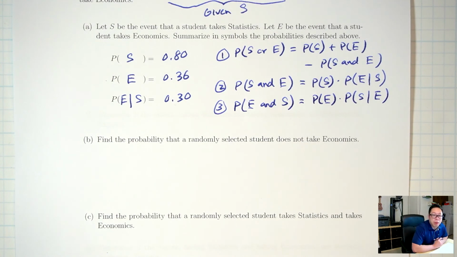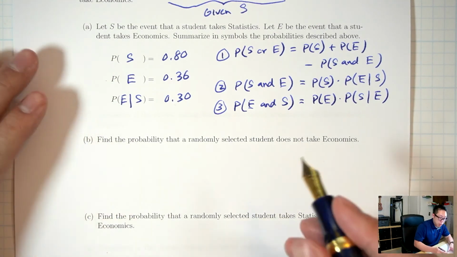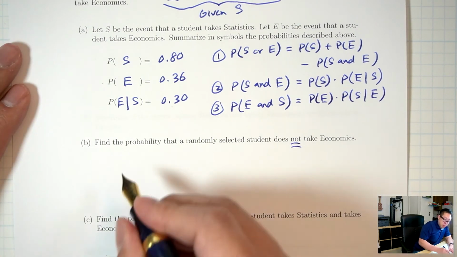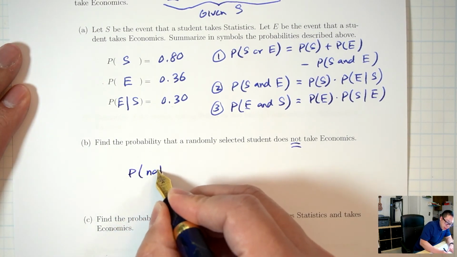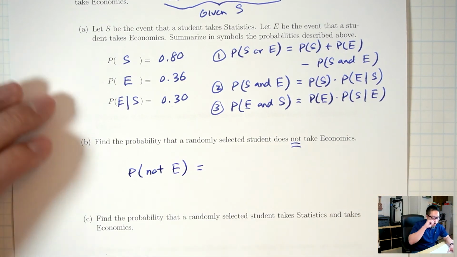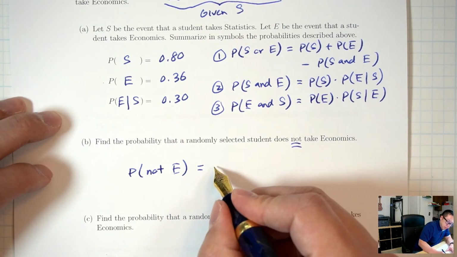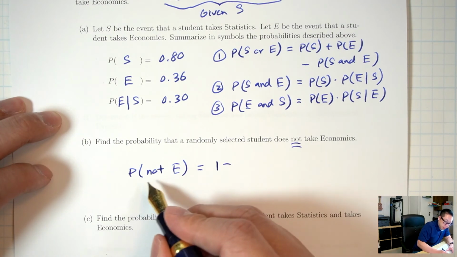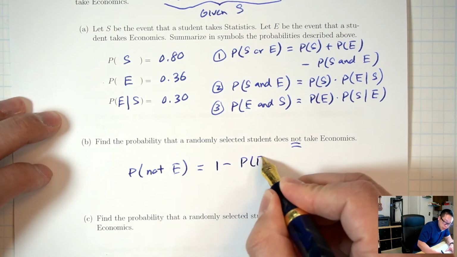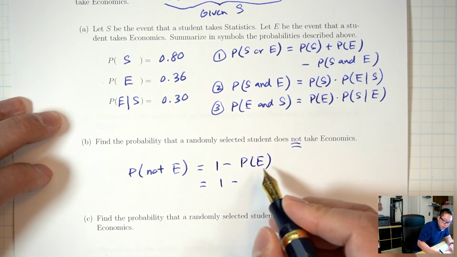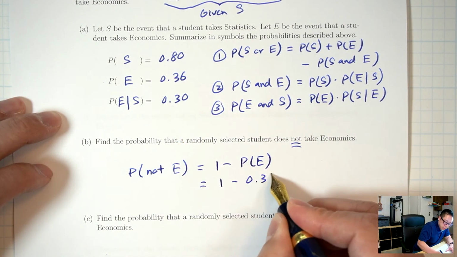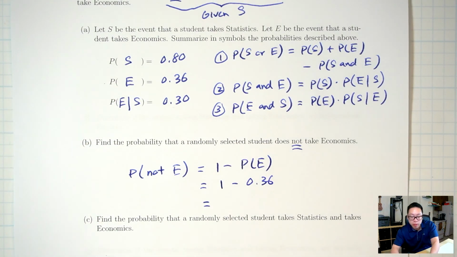Part B, find the probability that a randomly selected student does not take economics. So the keyword here is not. I'm looking for a probability of not E, not economics. Okay, if I know E is 0.36, not E, right, so that's the complement, we just do 1 minus. So probability of not E is 1 minus the probability of regular E, and that's 1 minus 0.36. 1 minus 0.36 is 0.64.